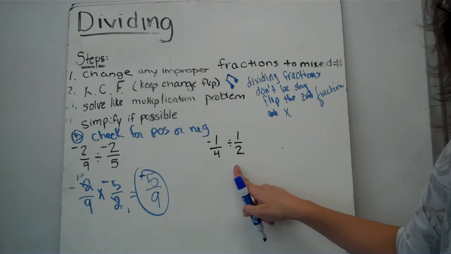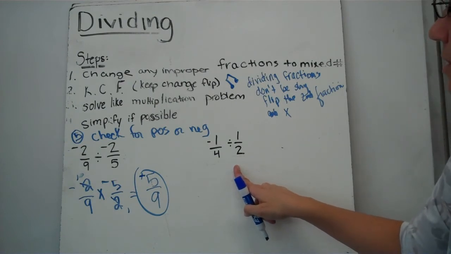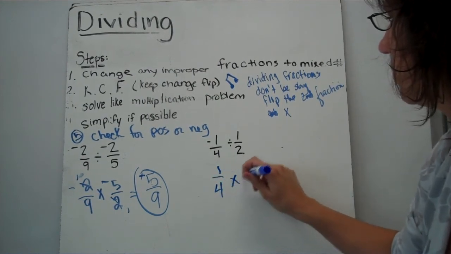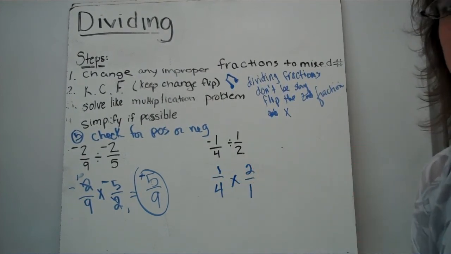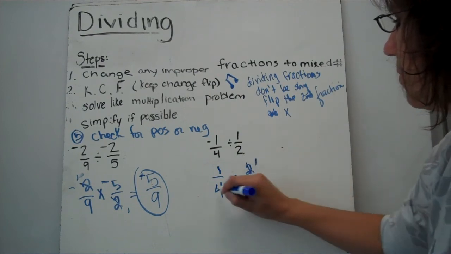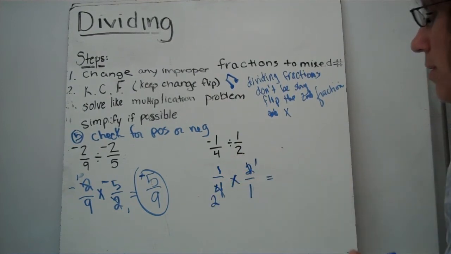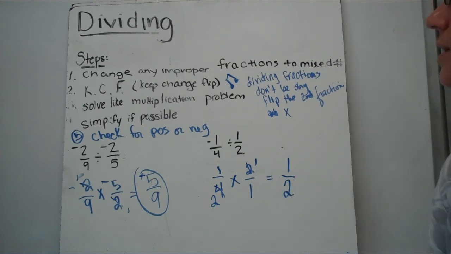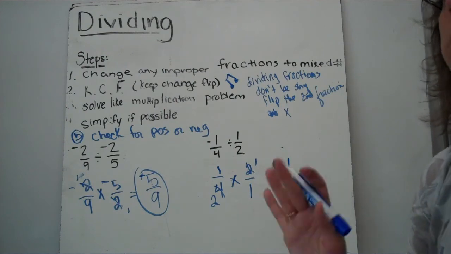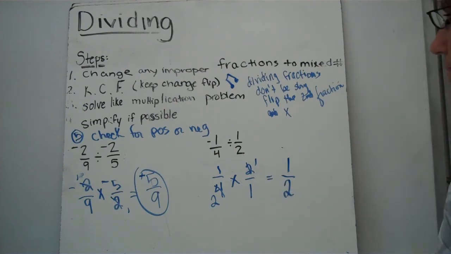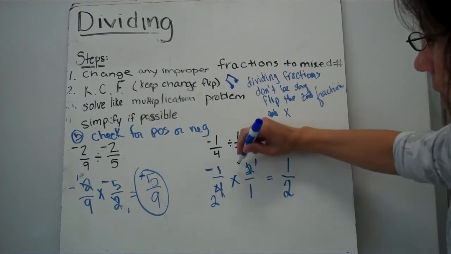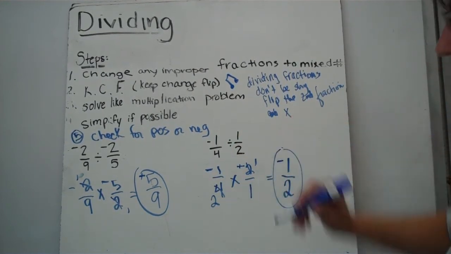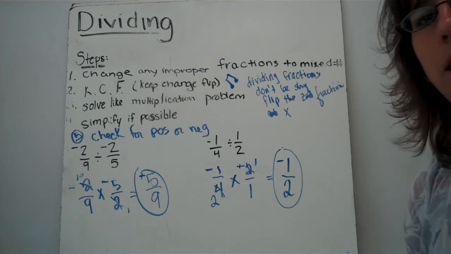Go ahead and jot it down. And let's go through the steps. Don't have to change anything to improper. All right, let's do our keep, change, flip. Now cross simplify if you like that step or if you know how to do that. Straight across, and finally check. Is it positive or negative? Please, please, please make sure you do that last step. This is a negative and a positive. Different signs, negative. Remember? Different signs, negative. It's the same for multiplication.